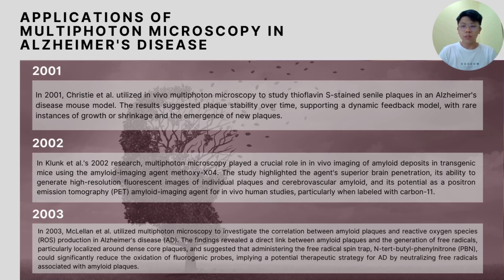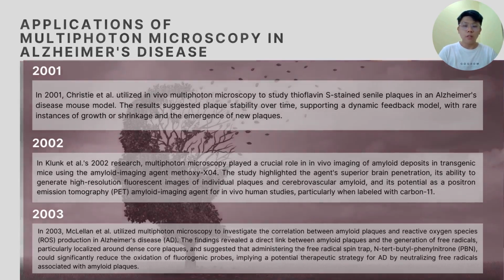In 2003, McClellan et al. utilized multiphoton microscopy to investigate the correlation between amyloid plaques and reactive oxygen species (ROS) production in AD. The findings revealed a direct link between amyloid plaques and the generation of free radicals, particularly localized around dense core plaques, and suggested that administering the free radical spin trap phenyl-tert-butylnitrone (PBN) could significantly reduce the oxidation of fluorogenic probes, implying a potential therapeutic strategy for AD by neutralizing free radicals associated with amyloid plaques.